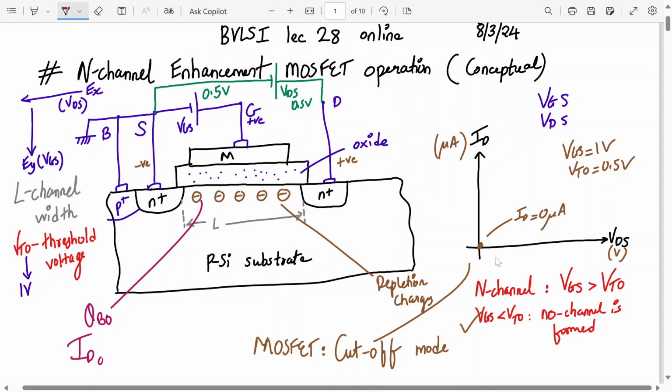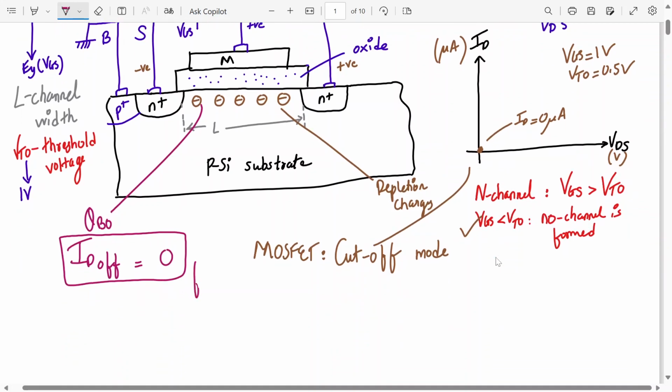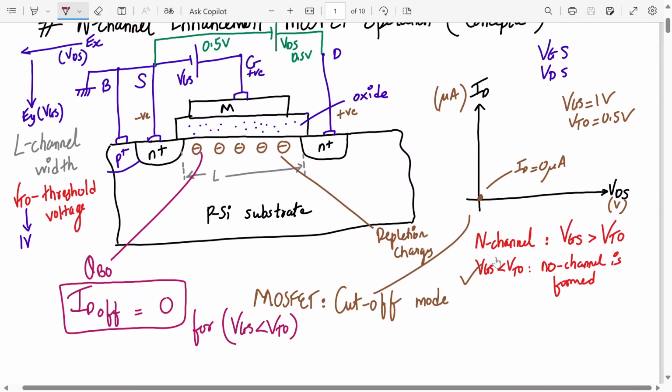So what is my ID off here? Current is 0. So in such a scenario where VGS is less than VTO, even if we apply a value of VDS, still the current will be 0. So ID off will be for the condition VGS less than VTO. So you should note down this condition. Sometimes they ask in the numerical in which operating mode the device is operating. So your device is operating in cutoff mode right now, in this situation. Agree? Everyone? Yes, sir. Okay. So this was case number 1.